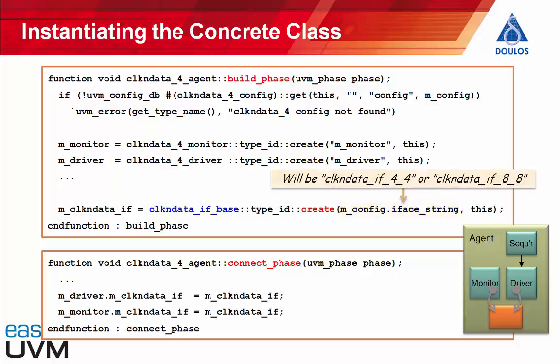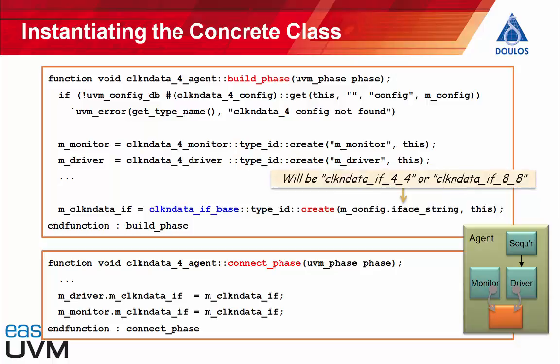So the strings here have a very specific form. They start off with the interface name, and then we're appending as a suffix the values of all of the particular parameters to that interface, separated by underscores. This is just a convention that we've used in this particular example. So in this particular example, the actual value of this string will be either clock and data IF44 or clock and data IF88, where 44 and 88 represent the values of two parameters to our SystemVerilog interface.